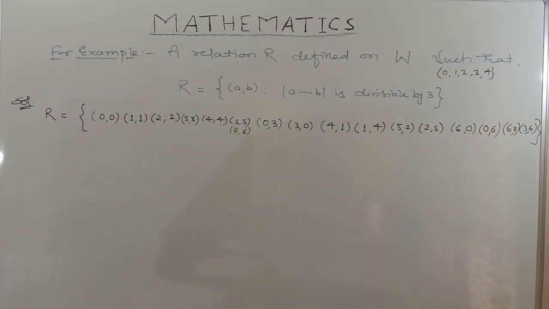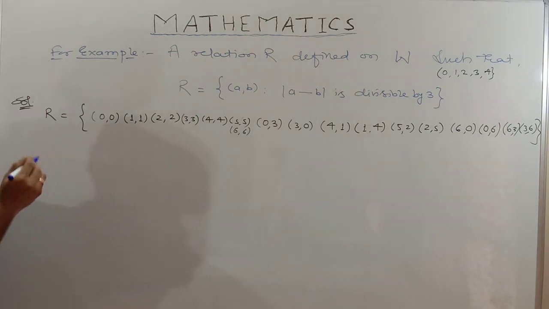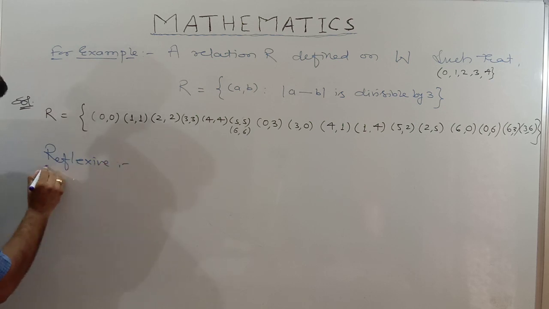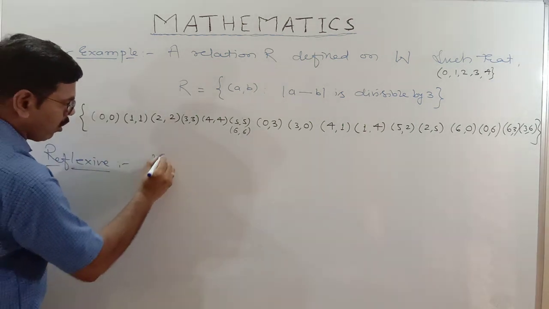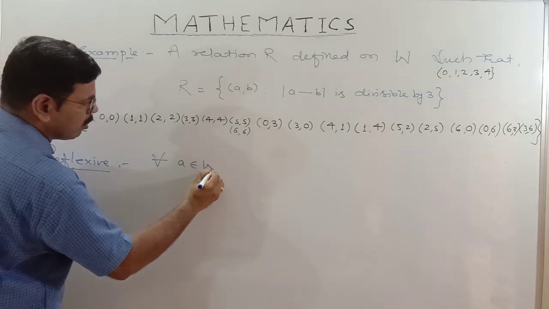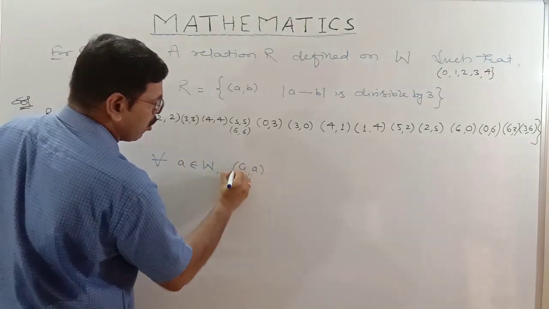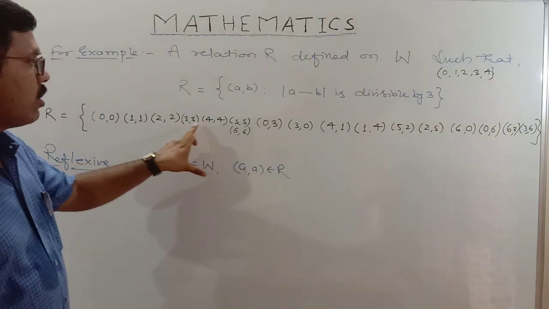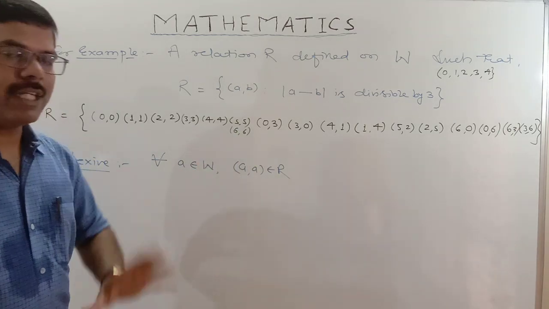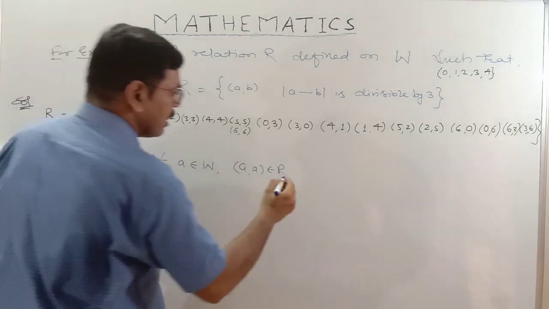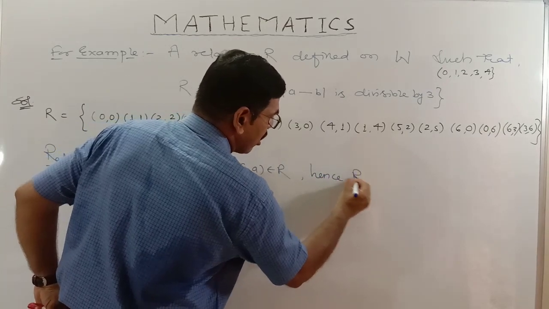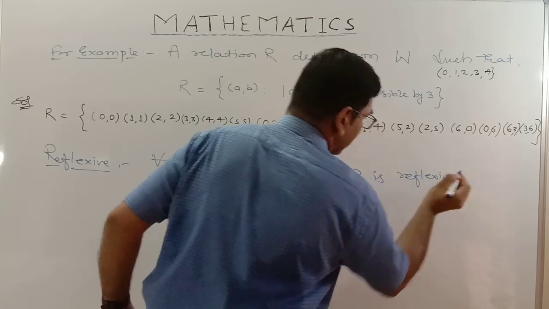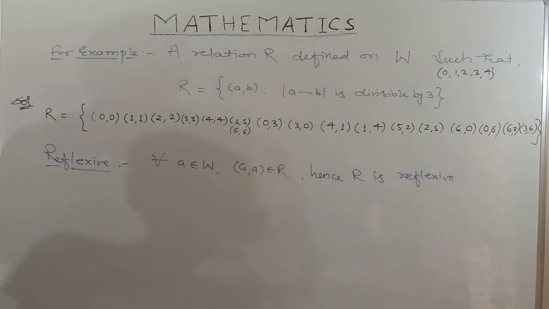Now you need to check: is it reflexive? See the reflexive behavior: for all a belonging to W, (a, a) belongs to R. Is it so? Yes, for all elements (1,1), (2,2), (3,3), (4,4), (5,5), (6,6), it is there in the relation. Hence R is reflexive. Is it clear? Similarly, now we see symmetric.